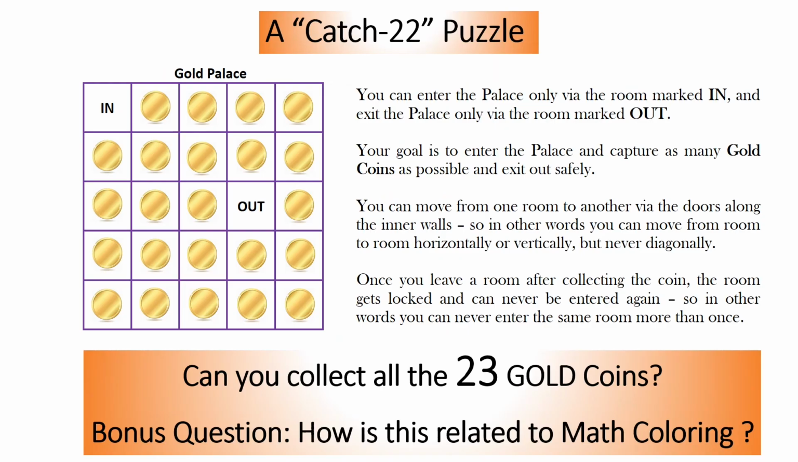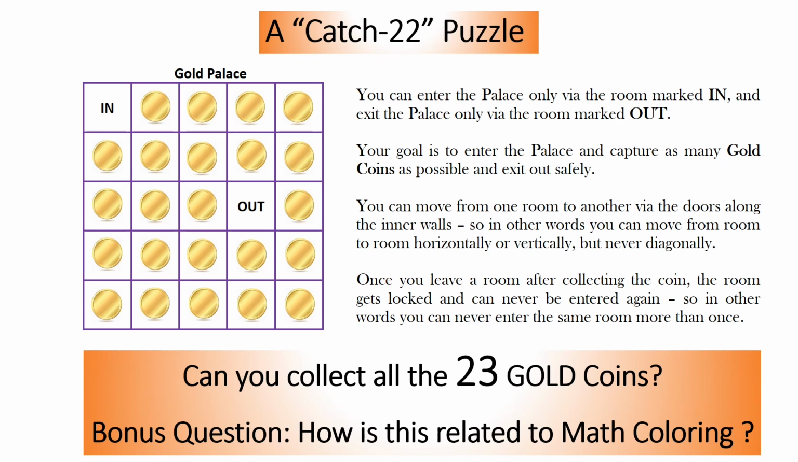Now, let's do an interesting puzzle to end this session. This is called a catch-22 puzzle. So let me read out the puzzle. You can enter the palace that you see here on the left side via the room marked in here, and exit the palace only via the room marked out here. So you can enter here and you can exit out from here. The goal is to enter the palace and capture as many gold coins as possible and exit out safely.